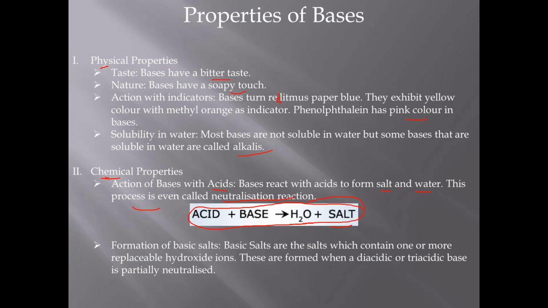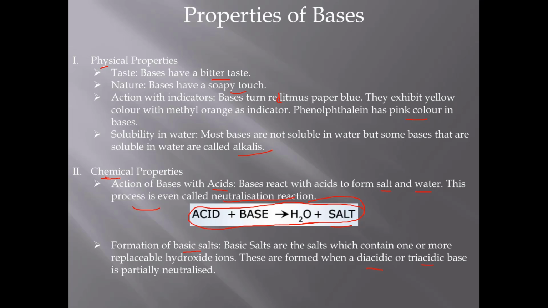Now one more term is coming up. What are basic salts? Basic salts are the salts which contain one or more replaceable hydroxide ions. These are only formed when a diacidic or a triacidic base is partially neutralized. An example of this can be when we take a strong acid. So the acid is very strong.